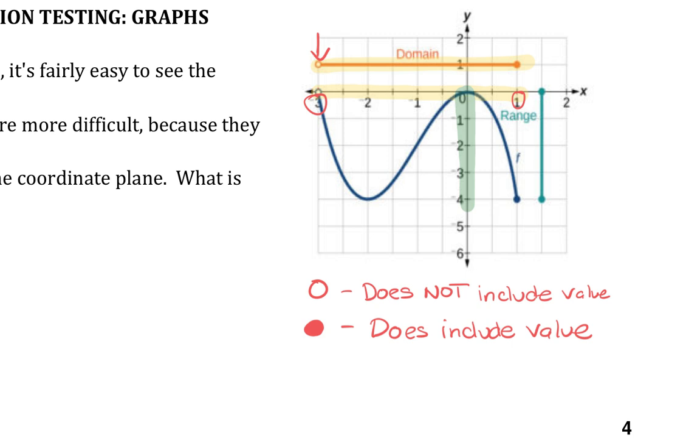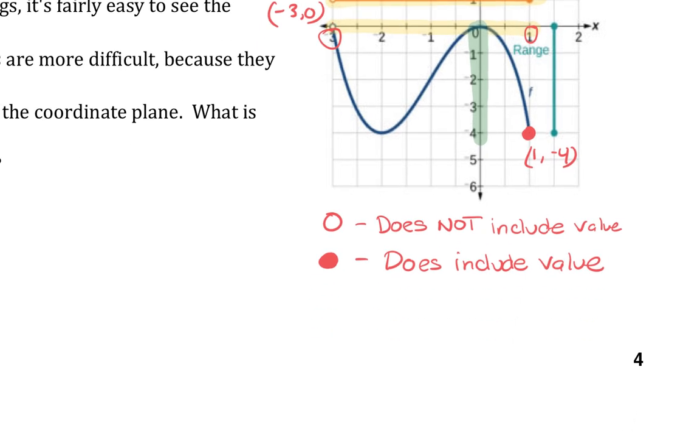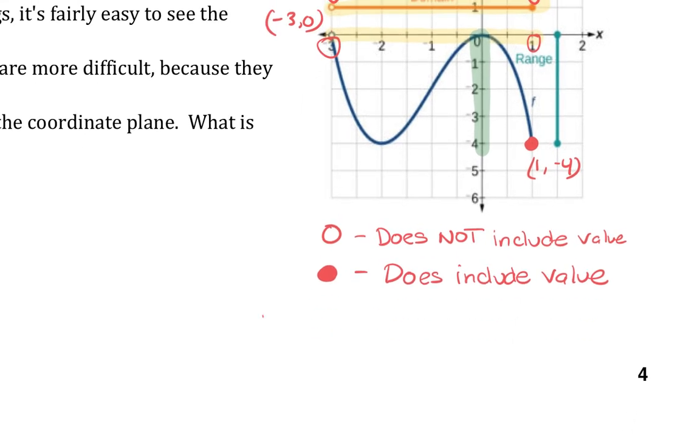Now the closed circle, so like right here, does include that value. So this point here of 1, -4, it includes those values. But that other point that had the open circle, which was -3, 0, the graph goes to that point, but doesn't include those values. So if we wanted to list out domain and range, we have domain.